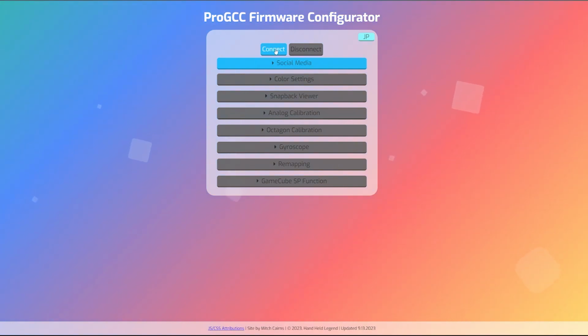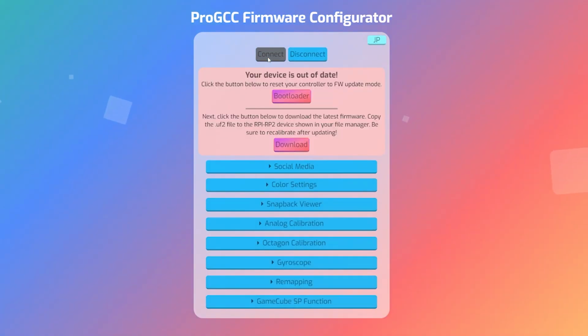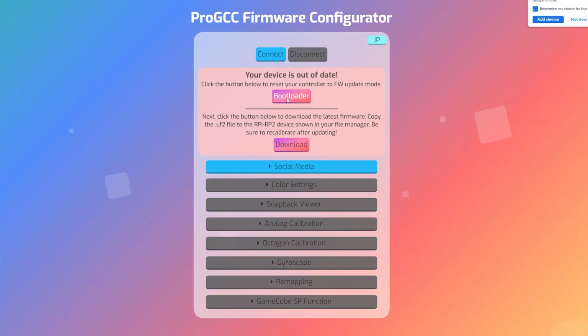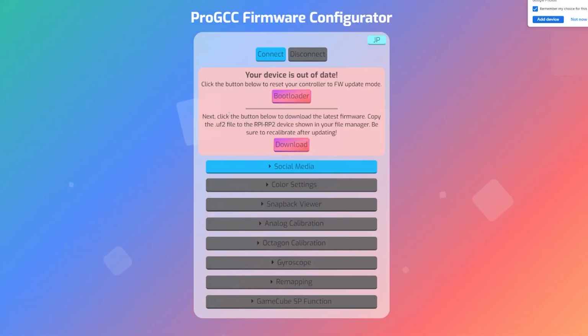From here, you can go ahead and click Connect. This will allow you to enable all the options for your controller. If your controller's firmware is out of date, when you click Connect, you'll get a prompt to update your device. All you have to do is click Bootloader to enable Bootloader mode. This allows you to update the firmware of the controller.